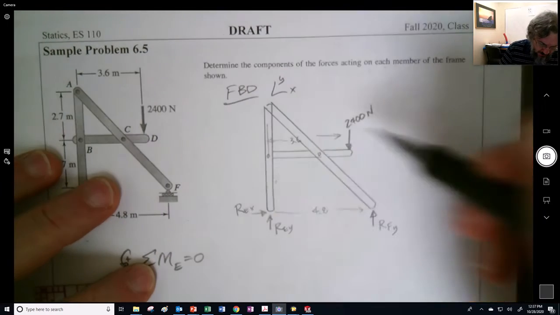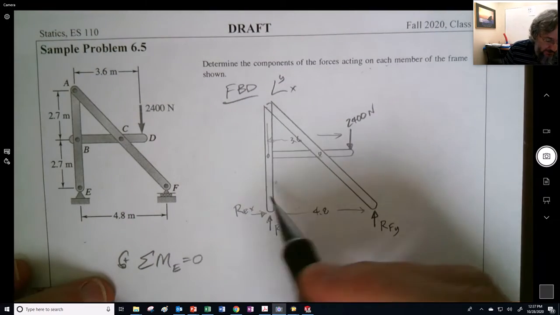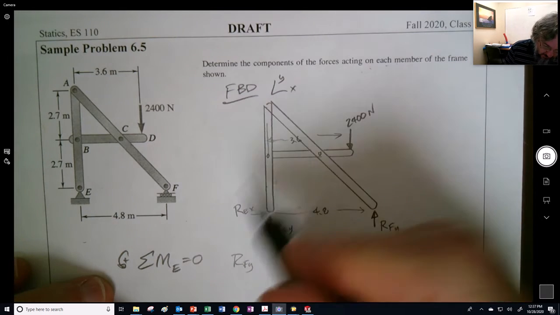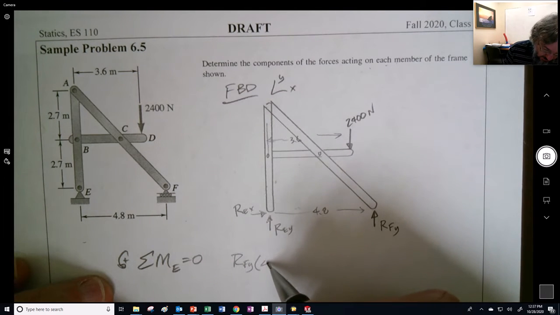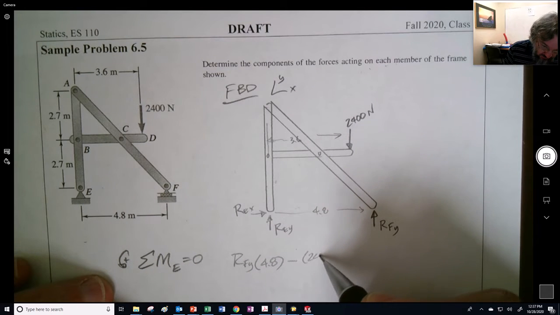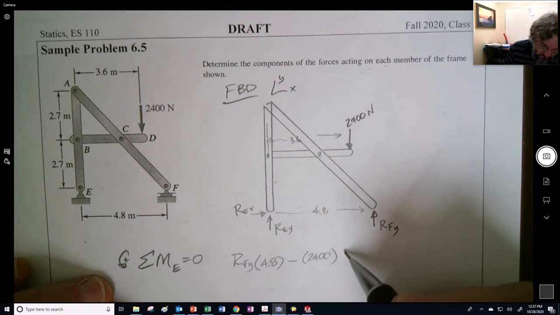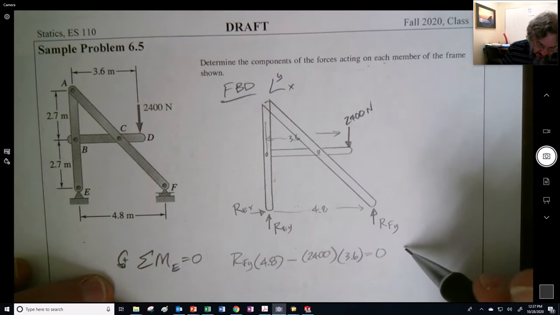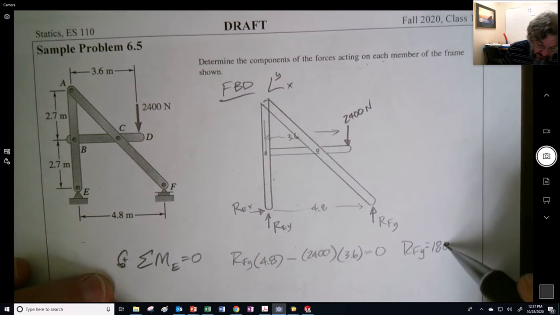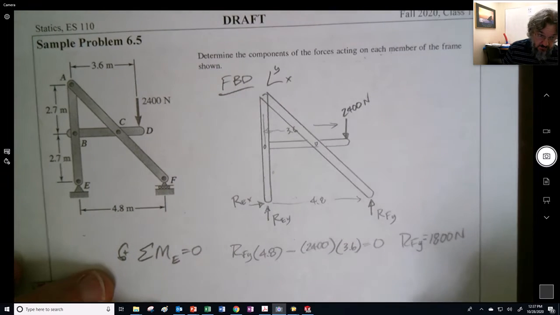Anyway. Let's see. So we have our Fy going counterclockwise, so it's positive times 4.8. And then we have our 2,400 times our 3.6, and that equals 0. So our Fy is 1,800 newtons, right?